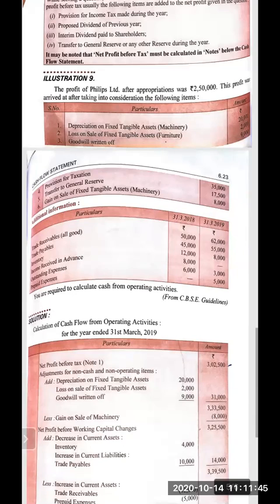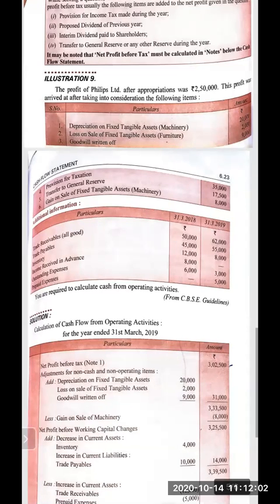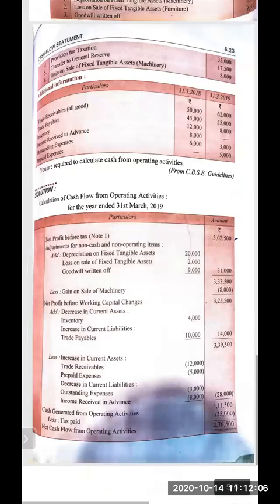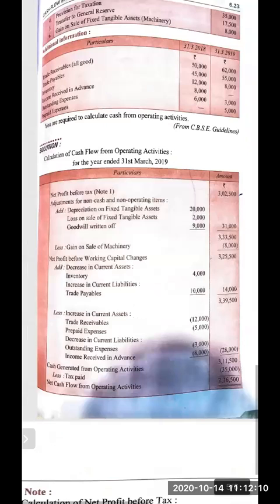Some additional information is given in which the current assets and current liabilities values of 2 years are given to us. With the help of this, we can identify what changes take place in working capital, and we can put those changes in the solution, and finally we will get the net cash from operating activity. Let's start the question. Come to the solution part. The net profit before tax is given to us.